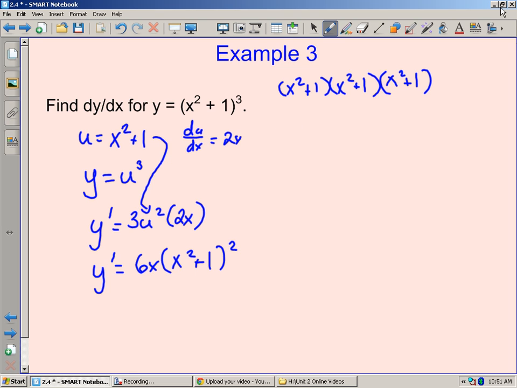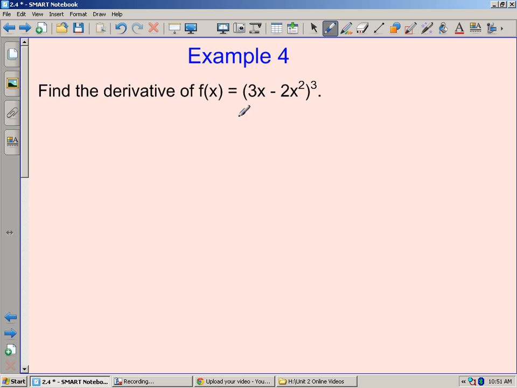So moving on to the next one, same idea. We're looking for an inner function and an outer function. You'll notice that again, my inner function is going to be 3x minus 2x squared. That's going to be my u value, my inner function. If I take the derivative of that function with respect to x, I'm going to get 3 minus 4x. And then I'm going to rewrite my function with u in it. So f of x is really u cubed, and hopefully when you see this, taking the derivative of it doesn't seem so scary.